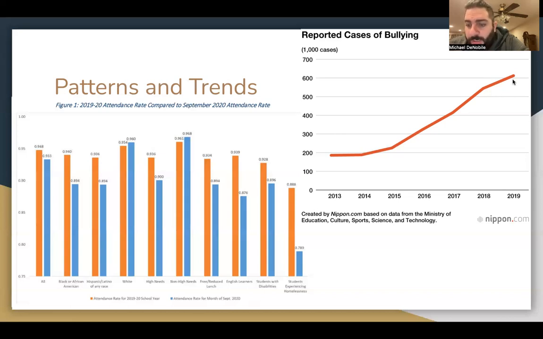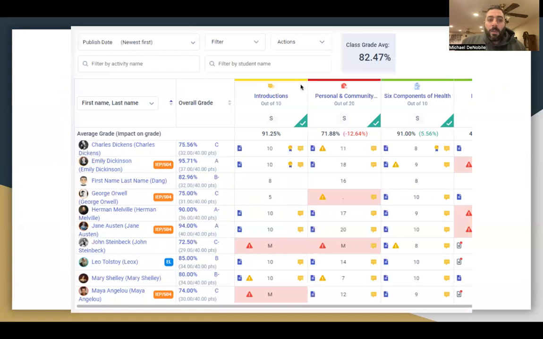We need to put a program in to see. Here's the point of looking at the patterns and trends. I am now making a decision because I'm seeing a vast increase in bullying cases. Whether I'm a teacher or an administrator, I now have to decide in my classroom or in my school to make an informed decision. We're seeing an increase in bullying, so we need to put a bullying awareness program in our school.